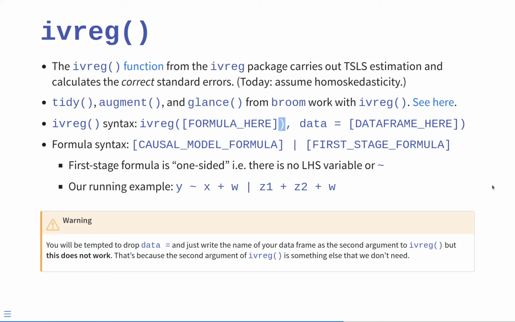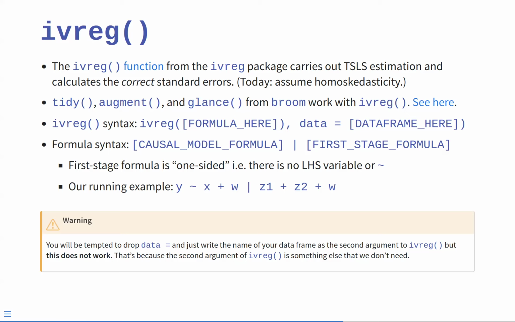Okay, what does the formula syntax look like? Well, the formula syntax has two pieces. It has the causal model formula, then this vertical bar, and then the first stage formula. So on the slide, I have an example of that. The first stage formula is what is called one-sided. That means there's no left-hand side variable and there's no tilde. But the causal model formula is a standard R formula of the kind that you've seen when you use lm.